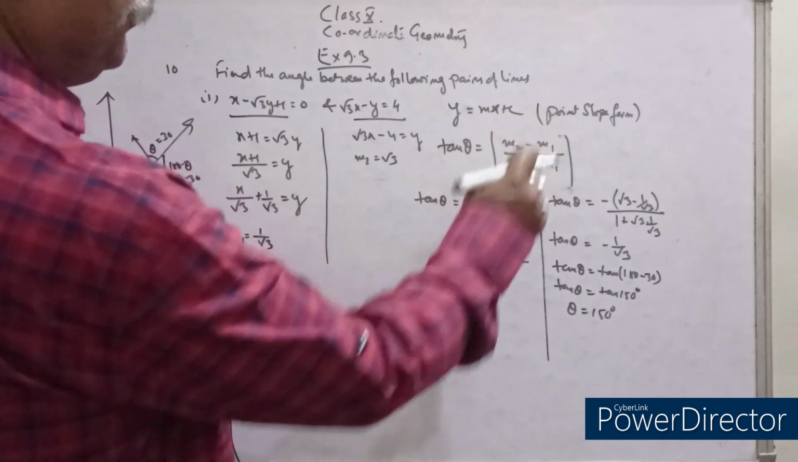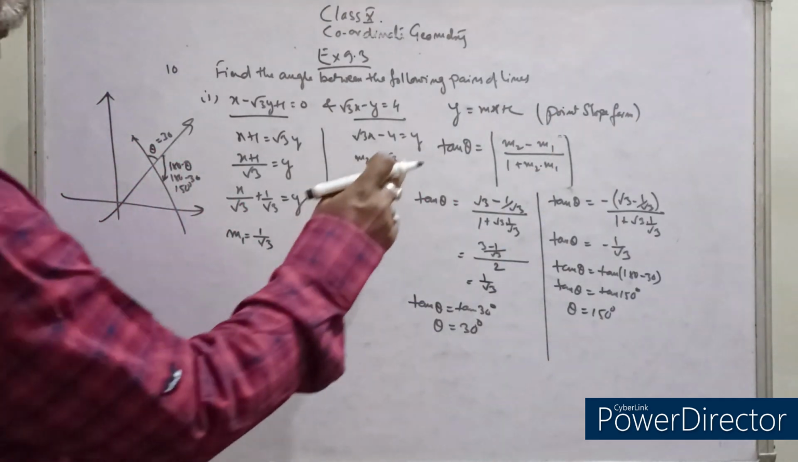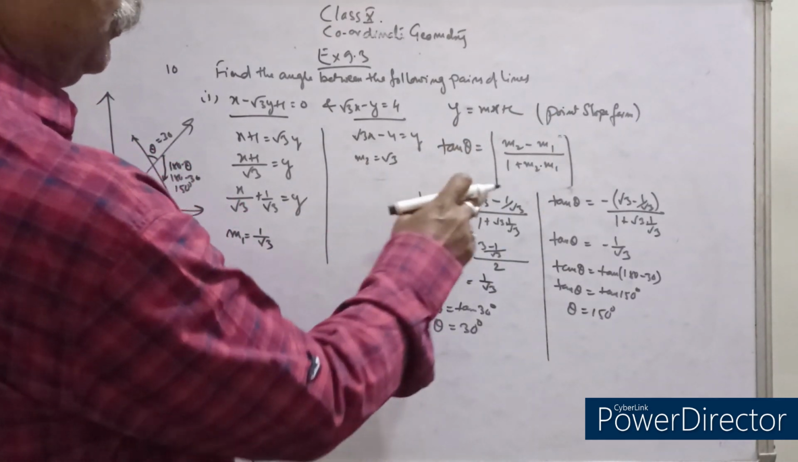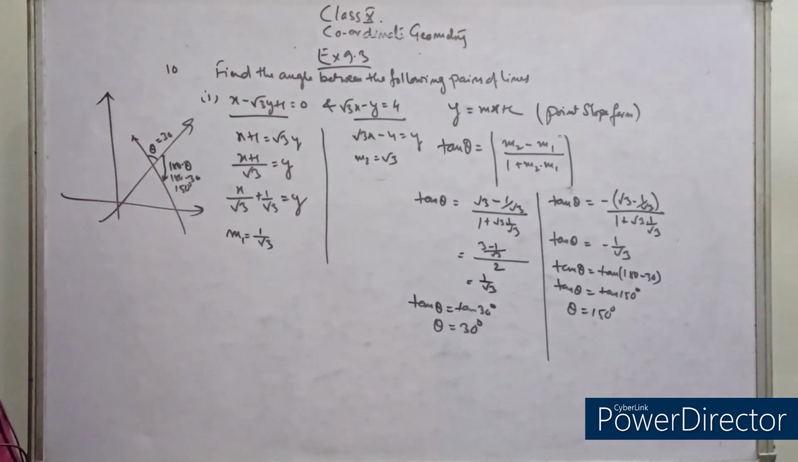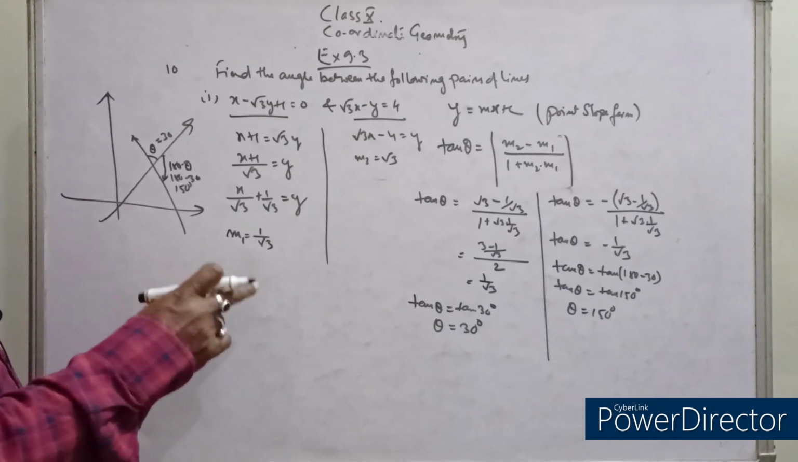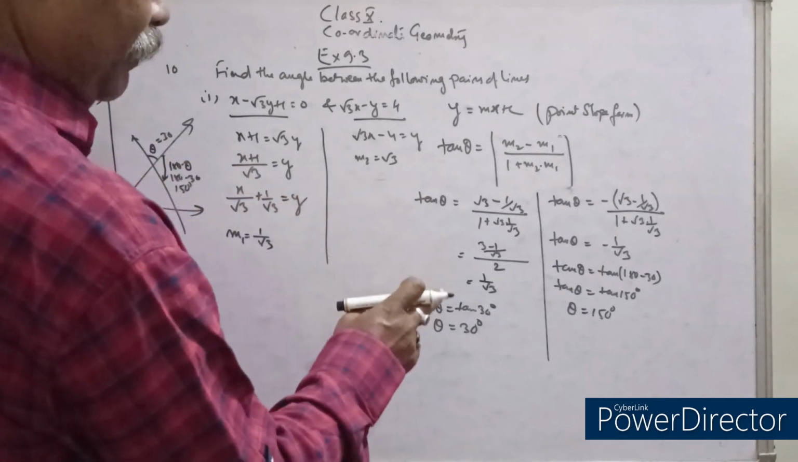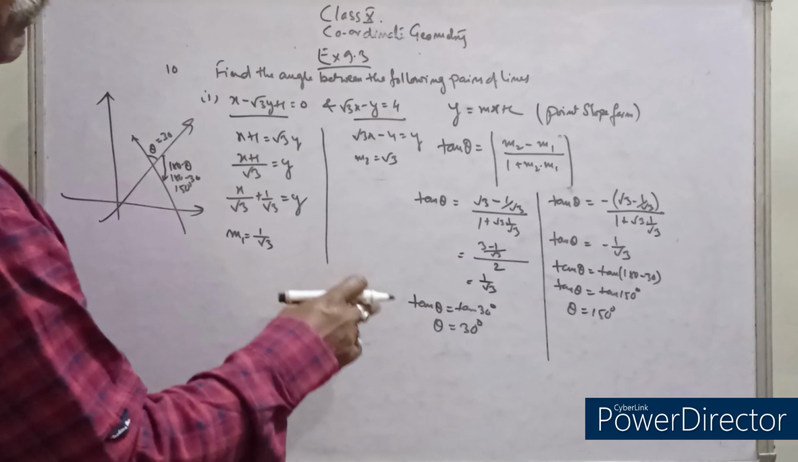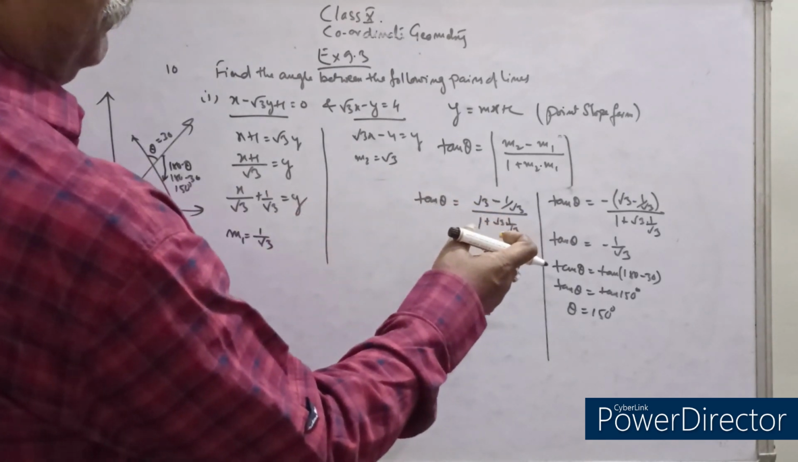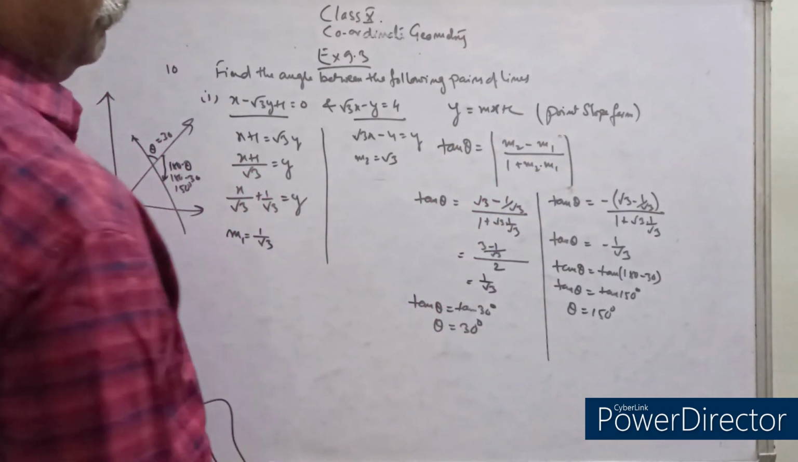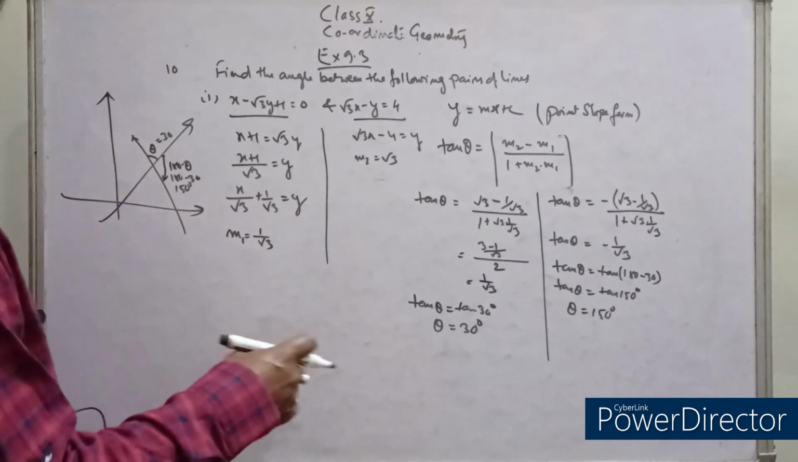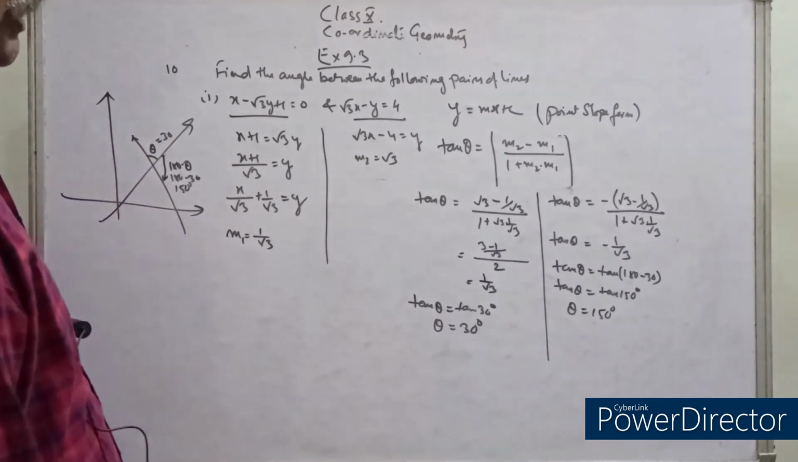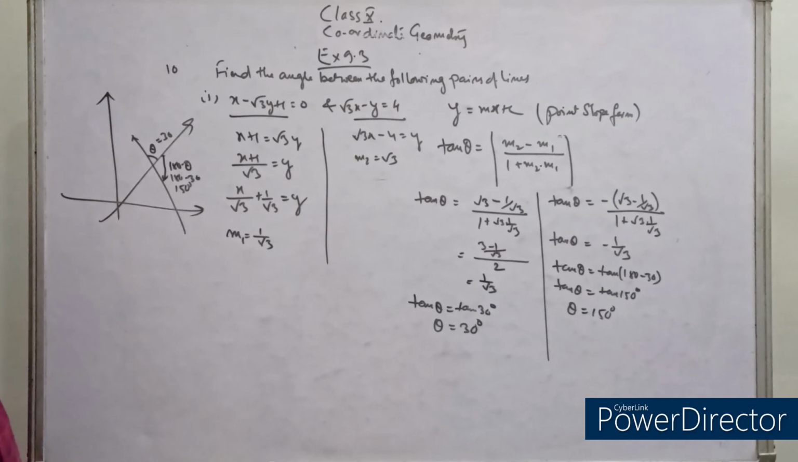Because you are using the definition of modulus, and modulus means it has two values, one is the positive value and another is the negative value. So while calculating the angle between the two lines, you have to take the positive as well as the negative value of this formula, and that means you are always going to get two angles whenever you find the angle between two straight lines.